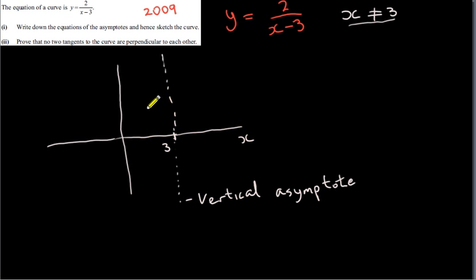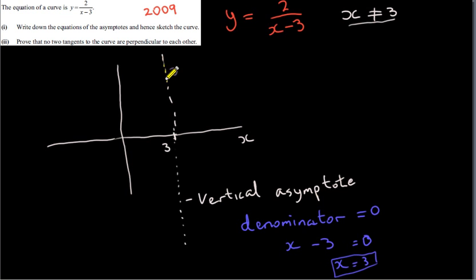So the graph of the function cannot cross this line. So basically, to find what's called our vertical asymptote, we just set the denominator equal to 0. So we put the denominator of our rational function equal to 0. For this particular function, the denominator is x minus 3. So by putting x minus 3 equal to 0, we get x equals 3. So this is the equation of our vertical asymptote.